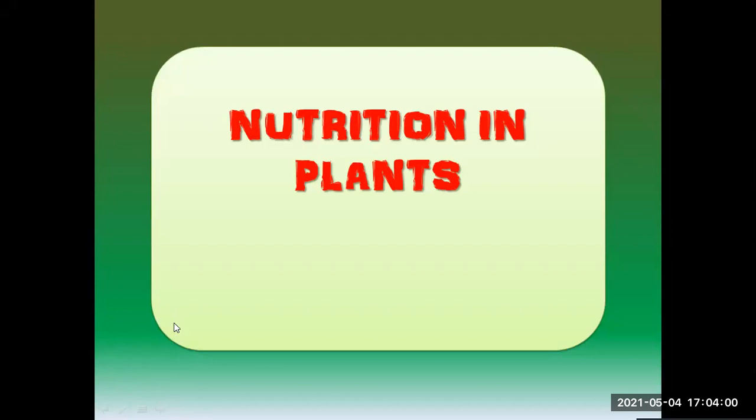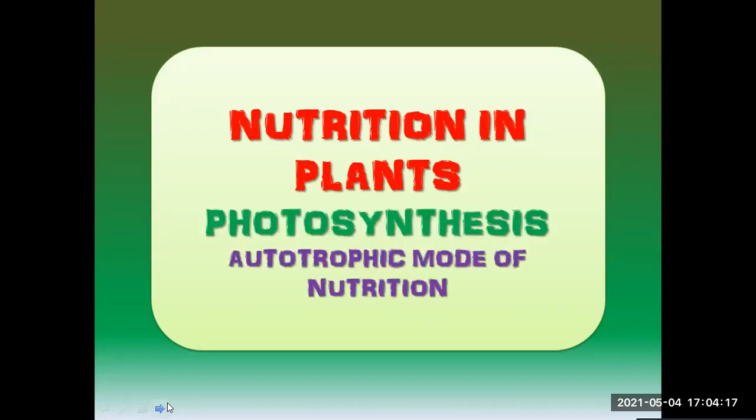As you know, all green plants depend upon photosynthesis, or perform photosynthesis, for making their own food. So let's start off. So there you are, photosynthesis, autotrophic mode of nutrition. Let's move on.